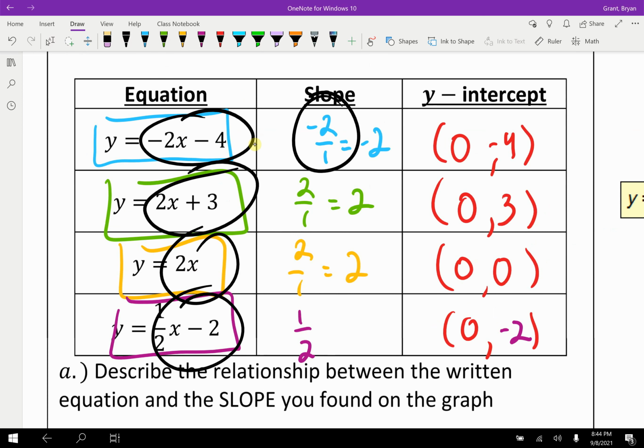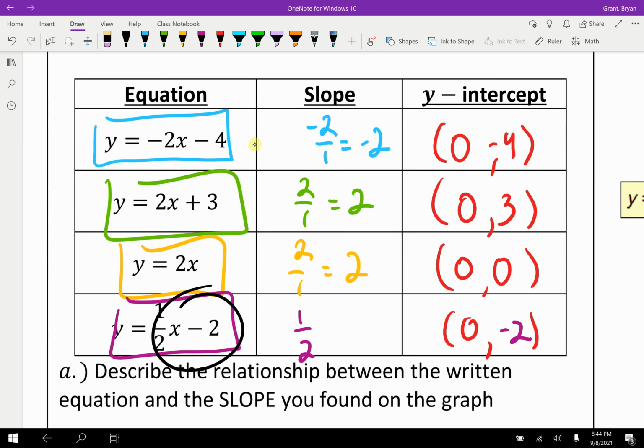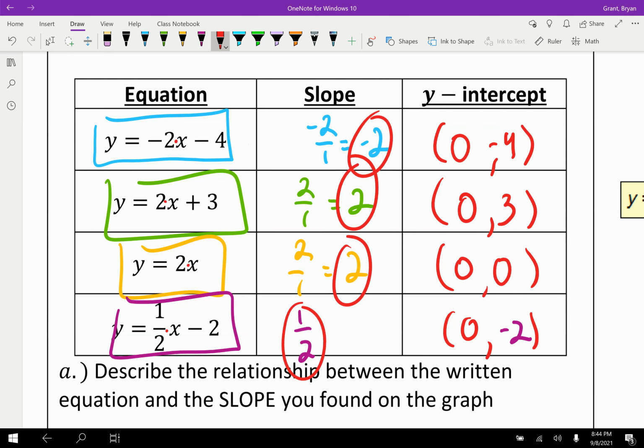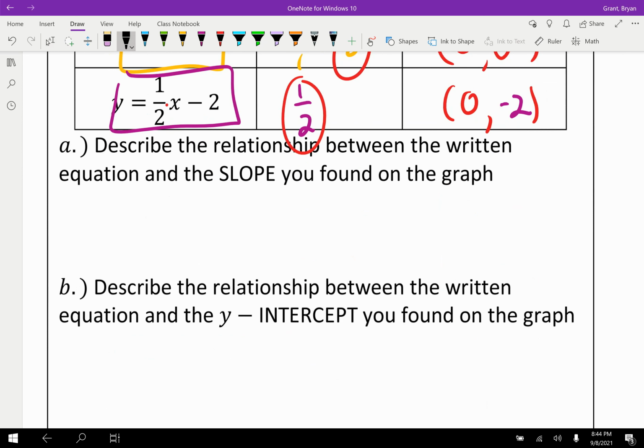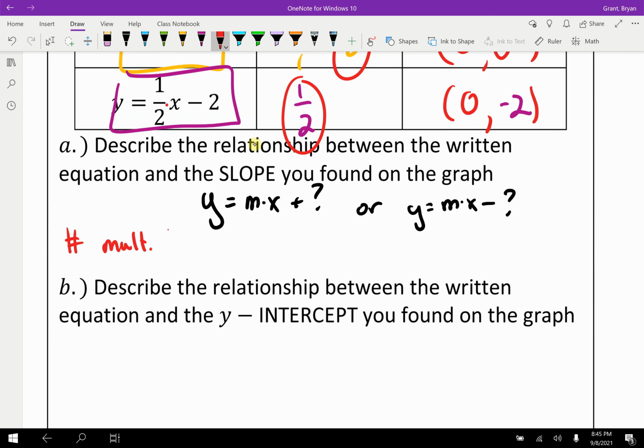And I think this connection is not super hard to make, is it? You might notice that in these equations, the number that is multiplying by x is actually the same as the slope that we found on the graph. So if we had something like y equals, what do we call the slope? The slope is called m, isn't it? M is multiplying times x, and then there's some number that's adding, or we could also say we have some number that's subtracting at the end. The number that's multiplying by x, right? So the number that is multiplying by x is the slope.